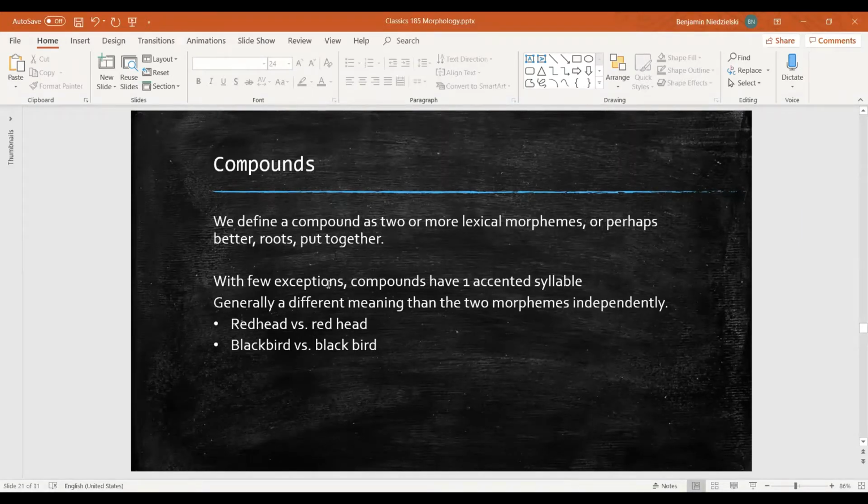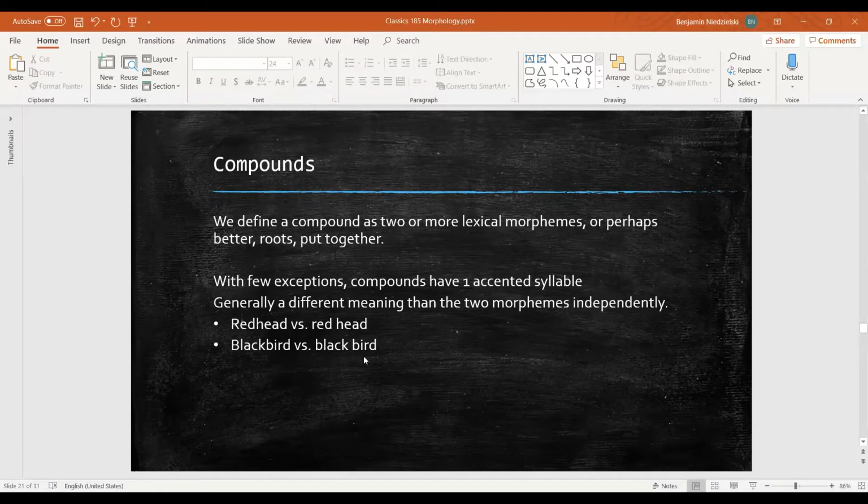With few exceptions, especially in English, compounds will have one accented, that is, stressed, syllable. For example, we can see here redhead, the compound has one syllable that's accented, and red head as two separate words, each have their own accent. The same is true here. Blackbird has one accented syllable, but black bird has two.